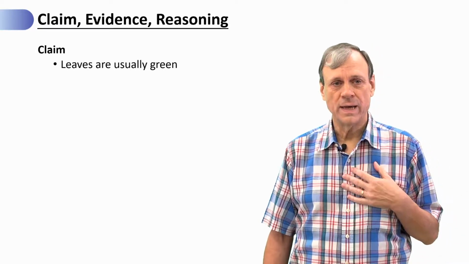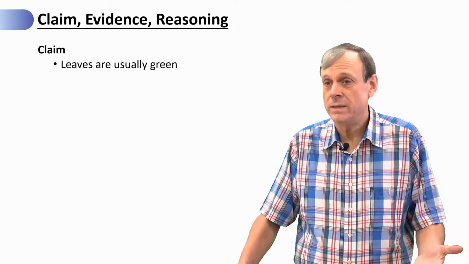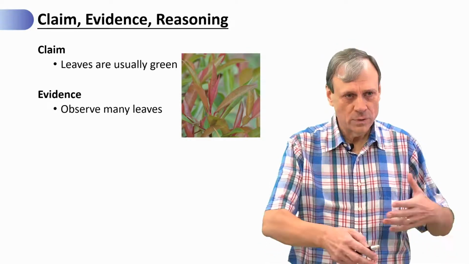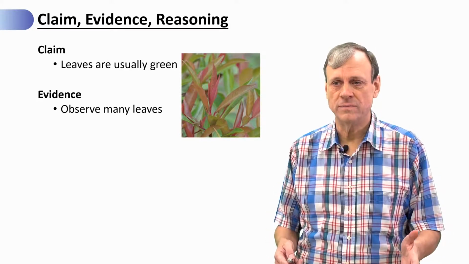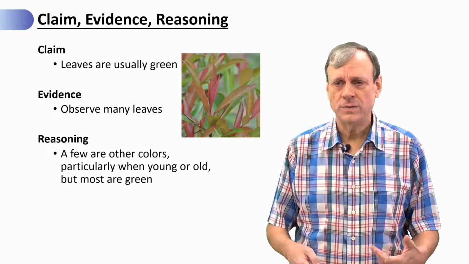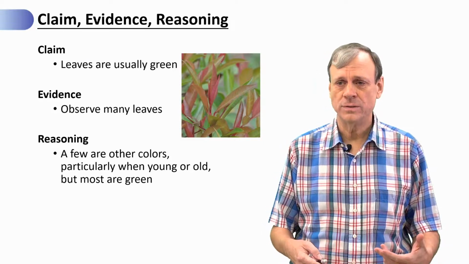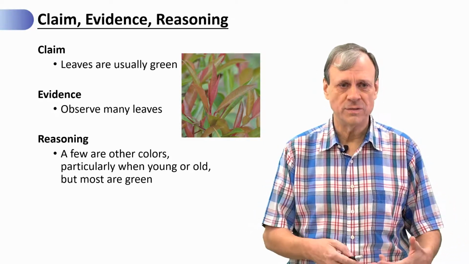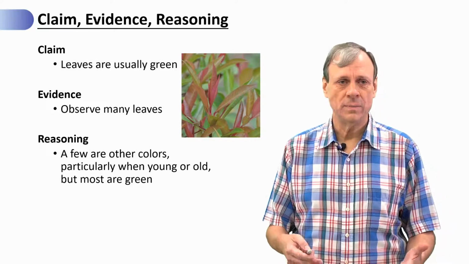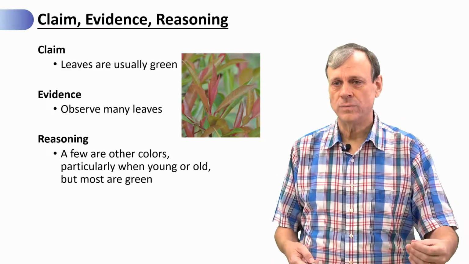If I want to make a claim, I want to claim something that I believe is true. For instance, I could say that leaves are usually green. Well, how would I support this claim? First, I would look for evidence. I would observe many different leaves, and I'd find a lot of leaves are green, but not all. And so then I would support my claim with reasoning. I would say a few are other colors, particularly when a leaf is young, it may be red or some other color, but most of the time leaves are green. And so I make a claim supported by evidence and reasoning.